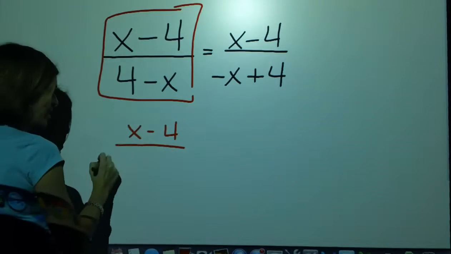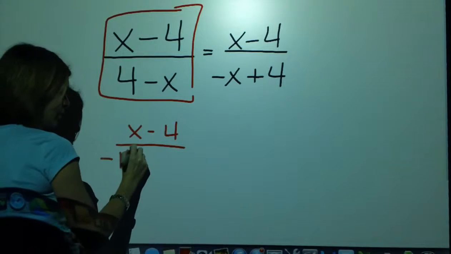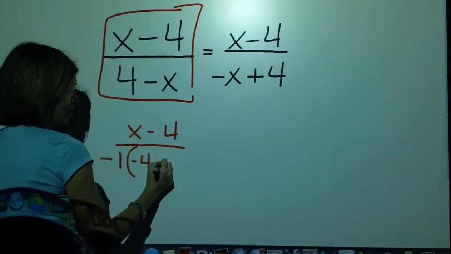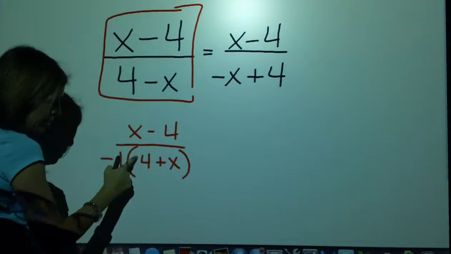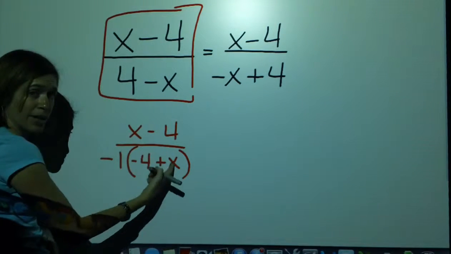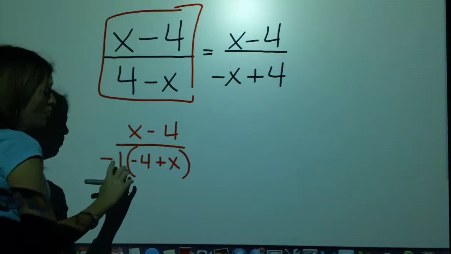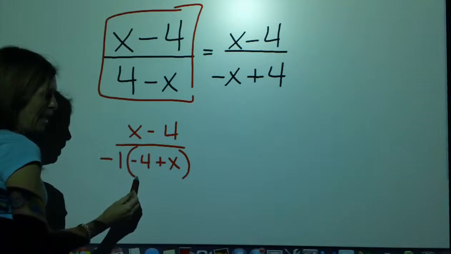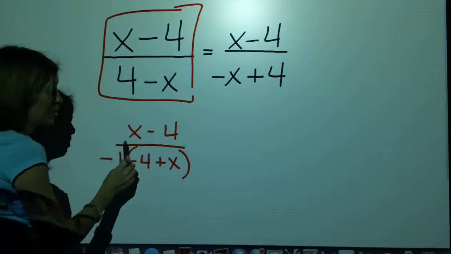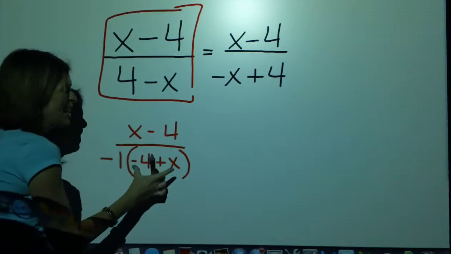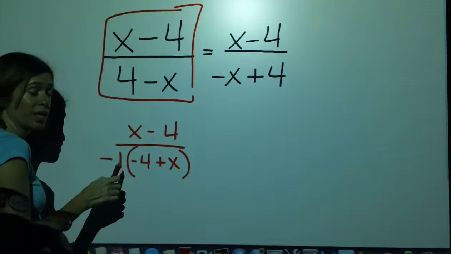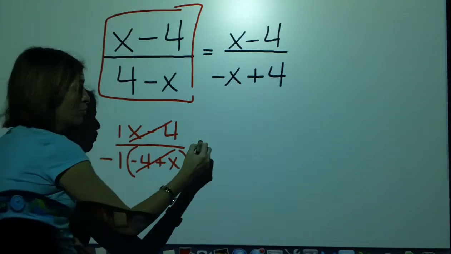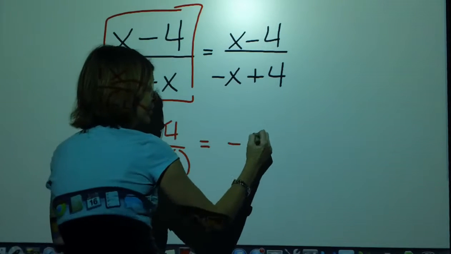If I factor out a negative 1 in the numerator, in the denominator, I'm going to be left with negative 4 plus x. Look at that. If I flip these around, isn't that x minus 4? So if you factor out a negative 1, you've made these look the same, and now you are allowed to cancel these full expressions now. They are the exact same expression over the exact same expression. So it would cancel to 1, and 1 over negative 1 is negative 1.